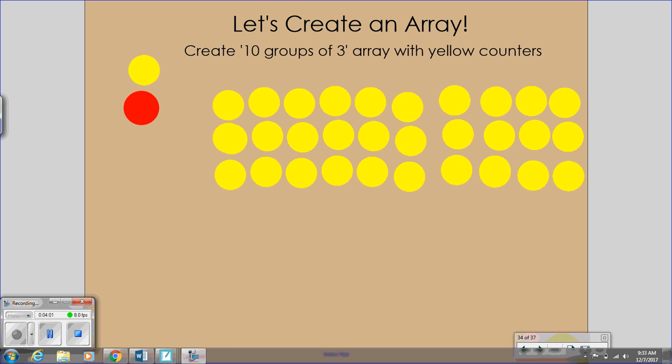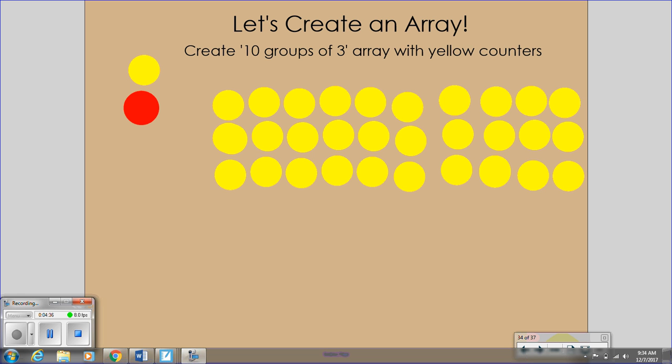Alright, so I've got a 10 by 3 array, or 10 groups of 3. Even if you're not done building, do you understand that that's a 10 by 3 array? Yes. Awesome. If you're not done, just use my array for right now. It's okay. I don't have enough. Problem solved. How can I turn my 10 groups of 3 into a 9 by 3 array?